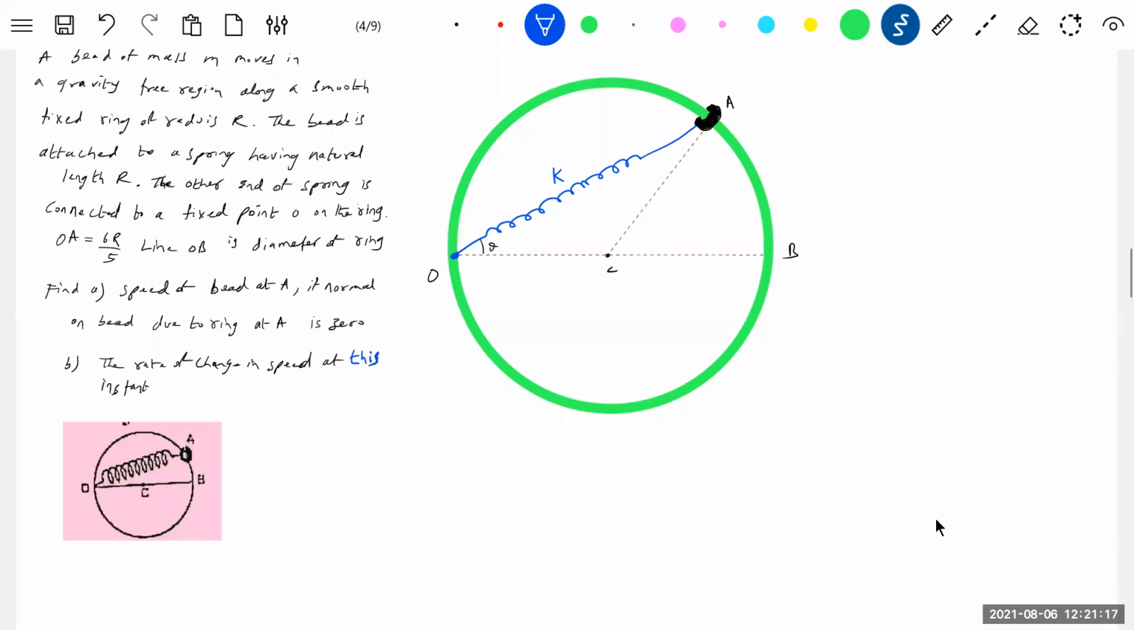Is the spring elongated or compressed? What is the natural length of the spring? The bead is attached to a spring having natural length R. Natural length of the spring is R.